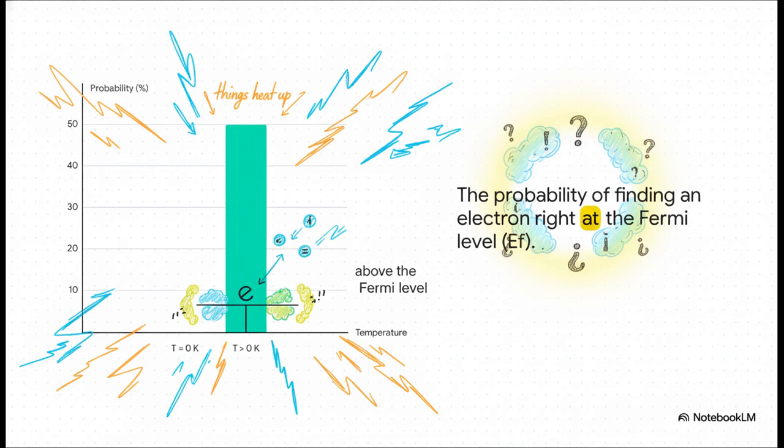And right smack dab at the Fermi level, something amazing happens. The odds of finding an electron in that seat become exactly 50-50. And that becomes the practical, real-world definition we actually use for the Fermi level.